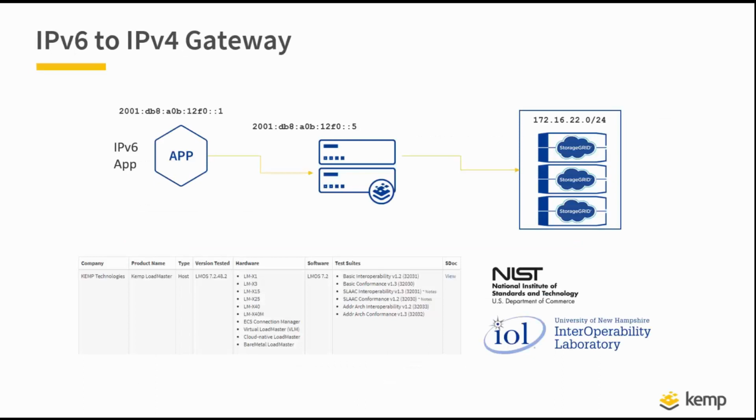Back to the IPv6 adoption. Kemp LoadMaster has worked with the University of New Hampshire's Interoperability Lab and has been USGV6 certified for IPv6. If IPv6 implementation has just started and the need to support both IPv6 and IPv4 is required, the Kemp LoadMaster can be configured to support any combination that the environment requires.